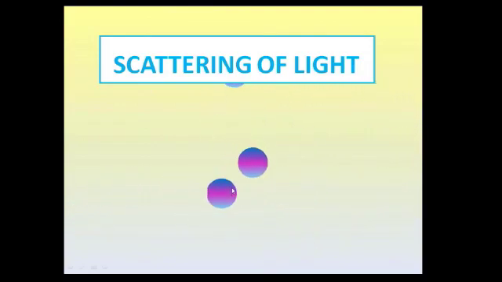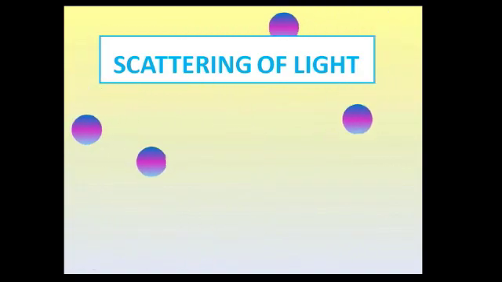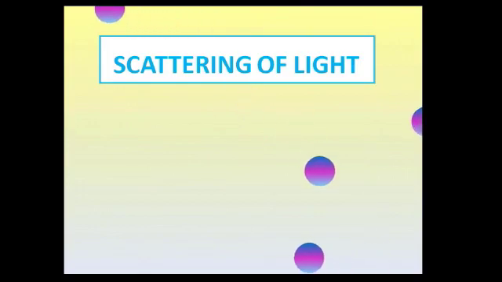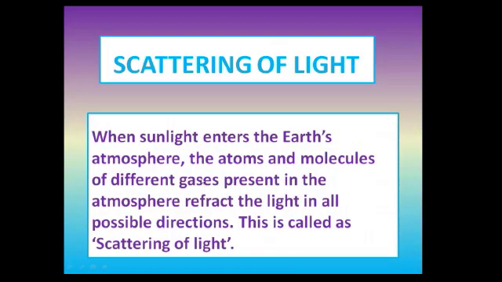Scattering involves two or more particles, that is, the light particles, the light photons. Light photons interact with the particles in the atmosphere, and then they are scattered. Now you can easily understand what scattering of light is from the definition. When sunlight enters the Earth's atmosphere, the atoms and molecules of different gases present in the atmosphere refract, note the point, refract the light in all possible directions. See, the sunlight falls on the particle, then it will be scattered.